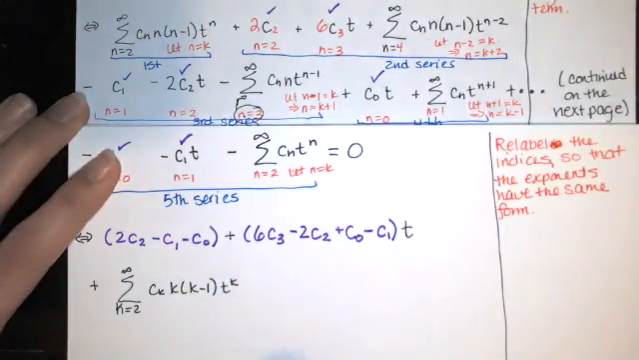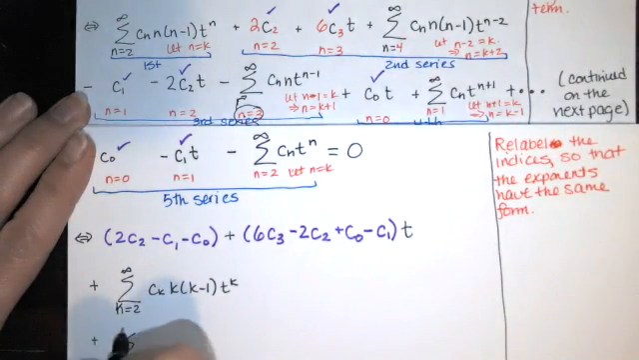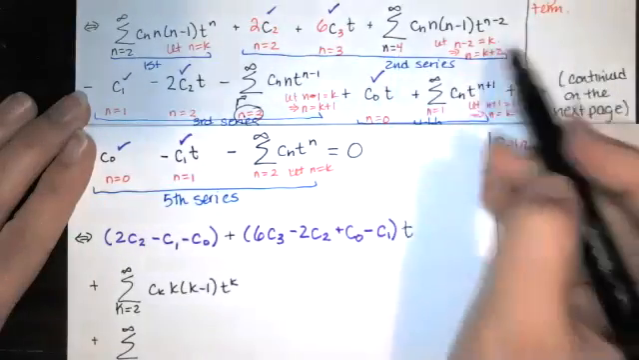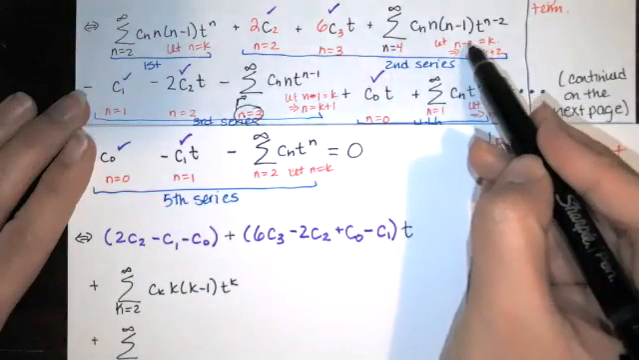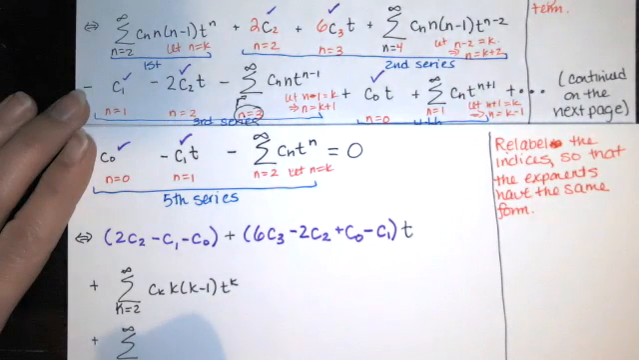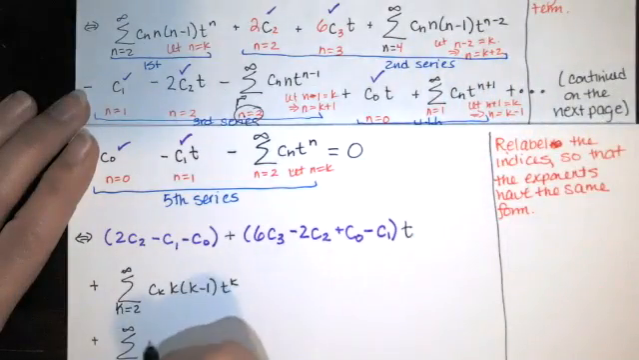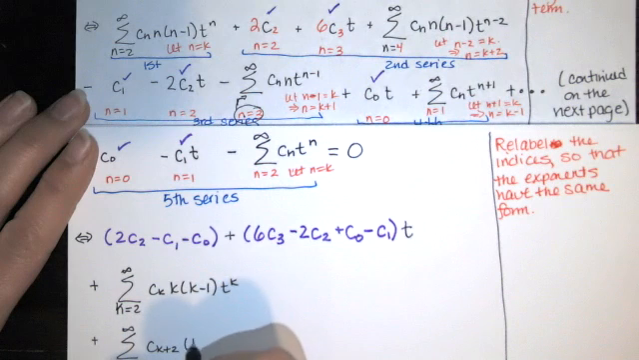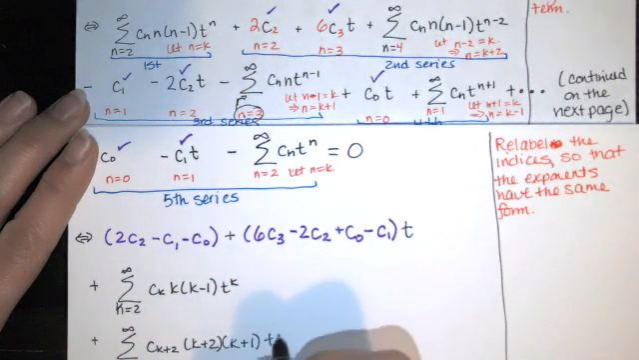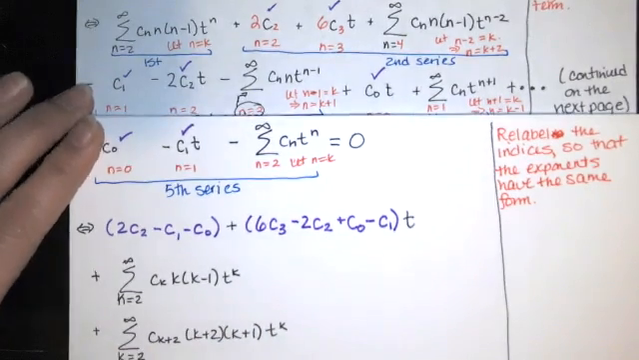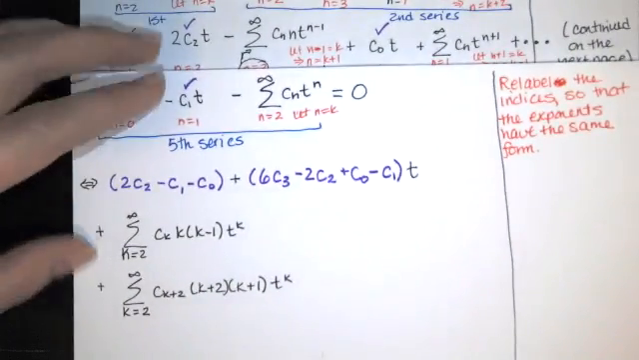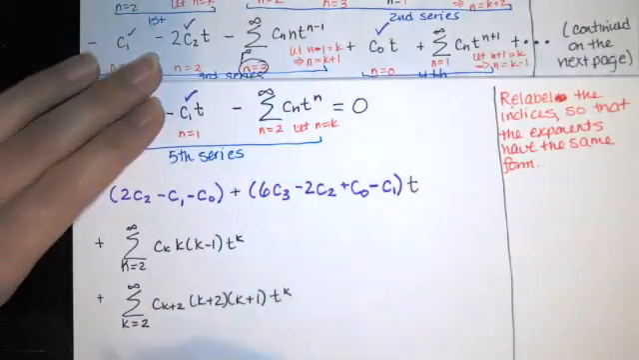That's our first series. The second one is this one. When n is equal to 4, k is equal to 4 minus 2, so k would start at 2. And then here, you just replace all of the n's with k plus 2's. So you're going to have c sub k plus 2 times k plus 2 times k plus 1 times t to the k. That's my second series. Now for the third series, we're right here.